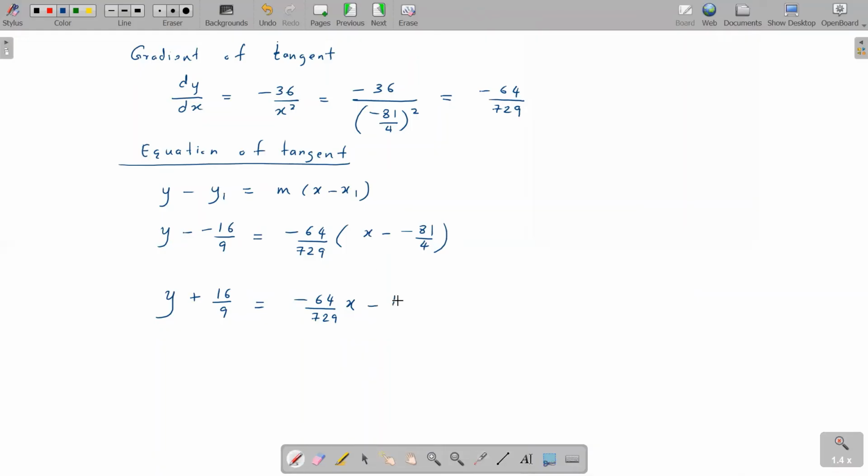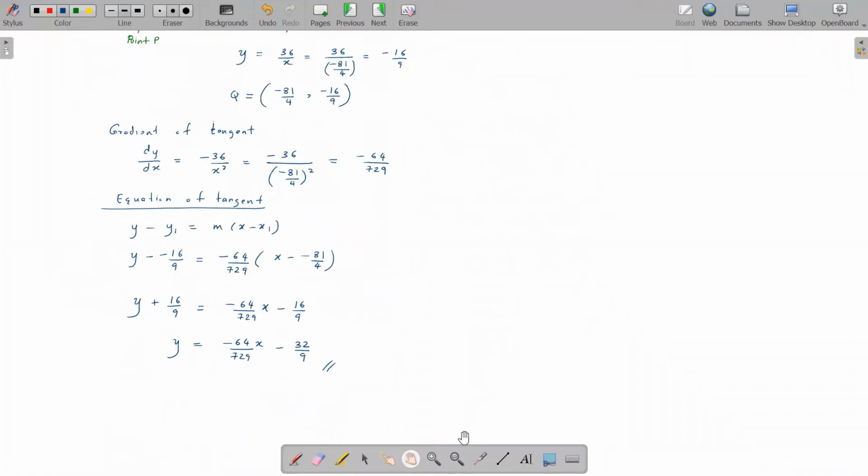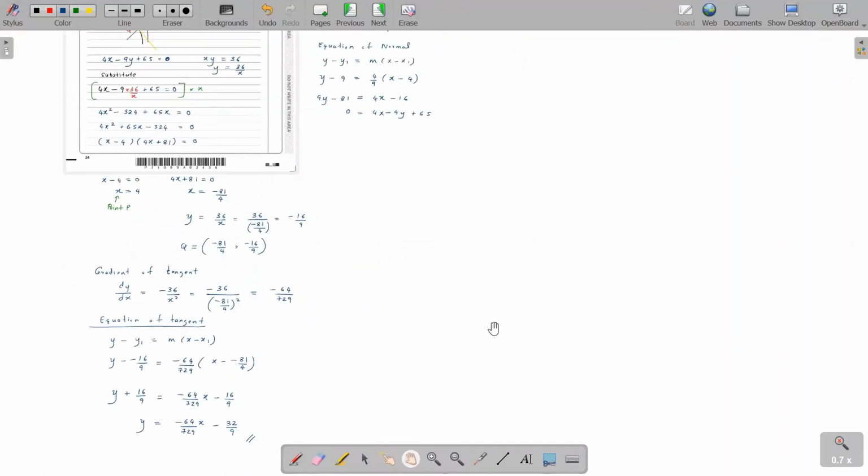What is the answer we get? Minus 16 over 9. Can you all take this plus 16 over 9 to the other side? Because we are supposed to make y the subject. Minus 64 over 729x minus 16 over 9, and the minus 16 over 9 gives you minus 32 over 9. So this is the equation of the tangent at the point Q. Okay, so this is the answer for 5 marks. Is this clear? And all of you understand what I did here? This is okay?